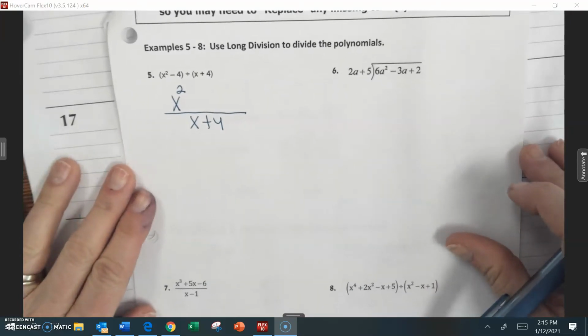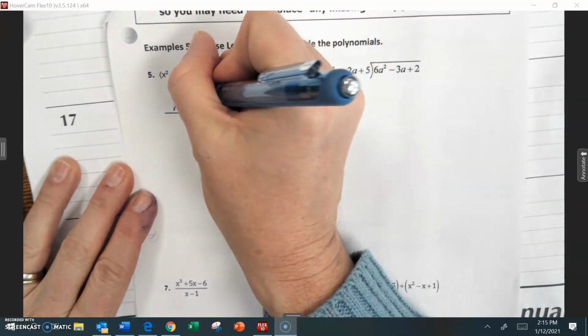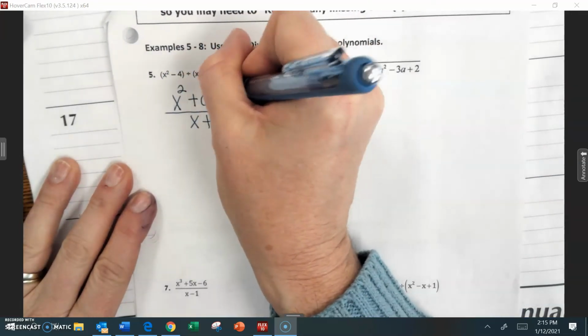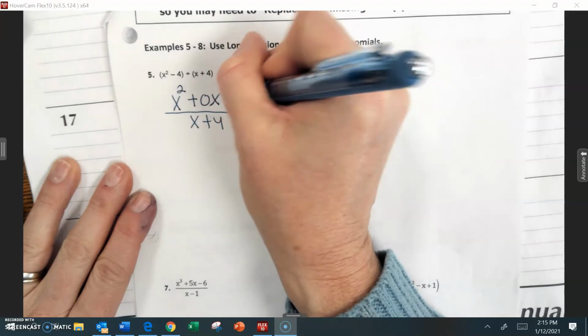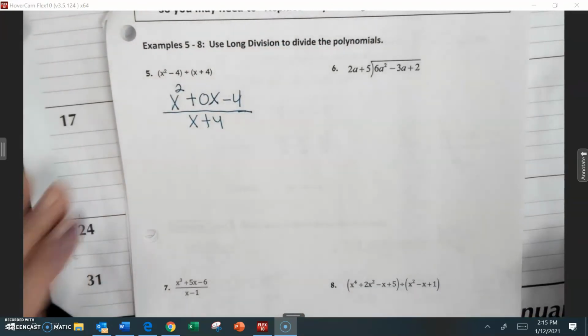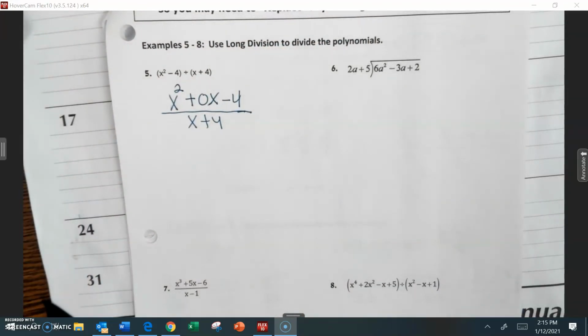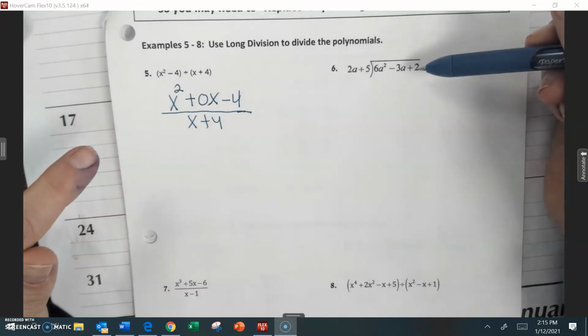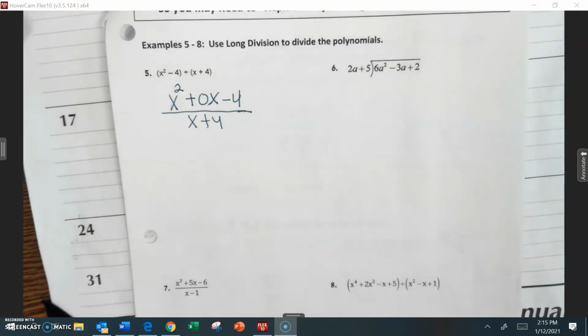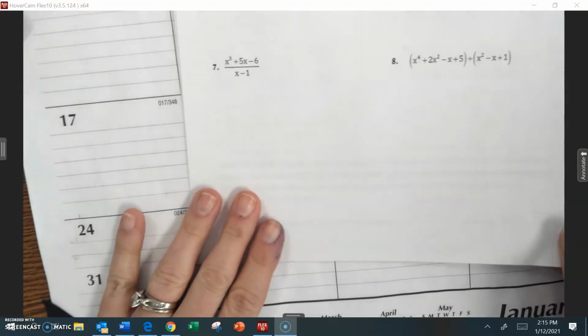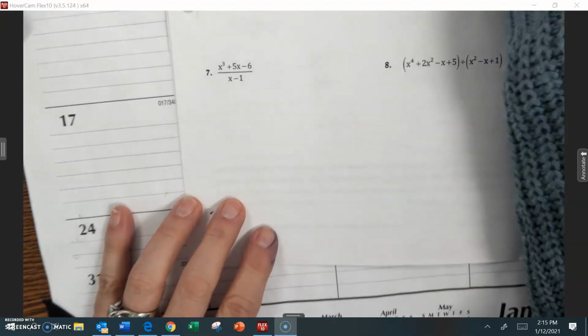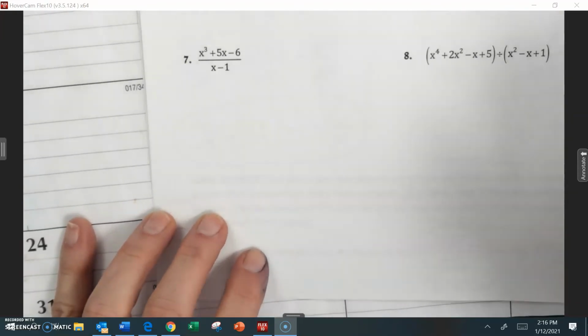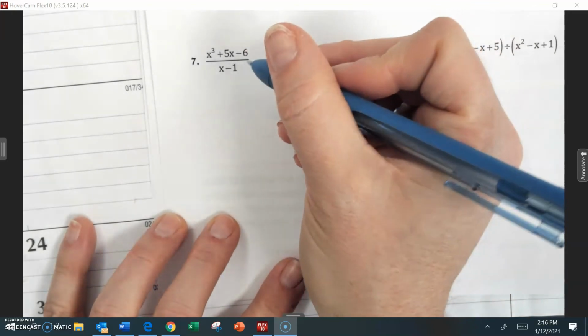So here's what you need to do in order to do this problem. You ready? Watch. You need to put a placeholder in for the x term. Otherwise, you will not be able to divide this out and things will not align. So I'm going to tell you right now, when you start your long division, you've got to use that placeholder. Now number 6, you should be okay with. There's nothing wrong there. But let's look at number 7, and I'm going to actually use the graphic organizer. If you don't like the graphic organizer, you don't have to do it, but there's one more on your paper. Okay? So watch what happens.